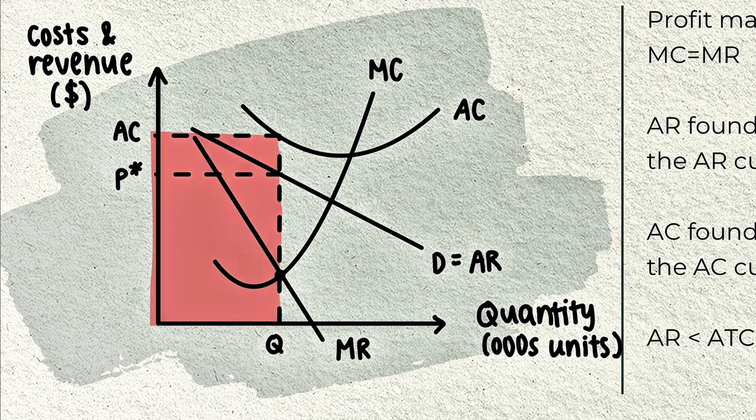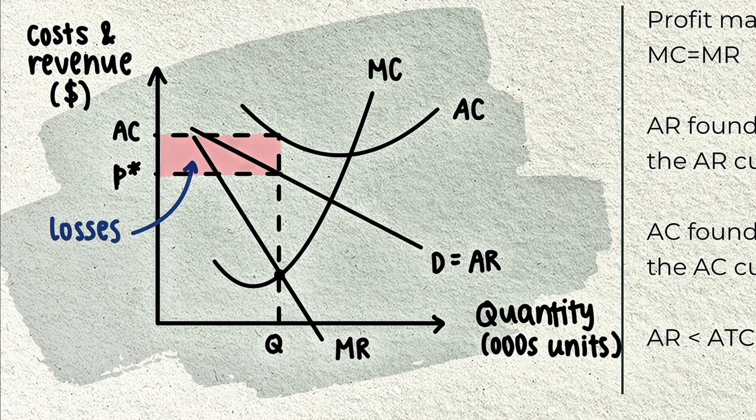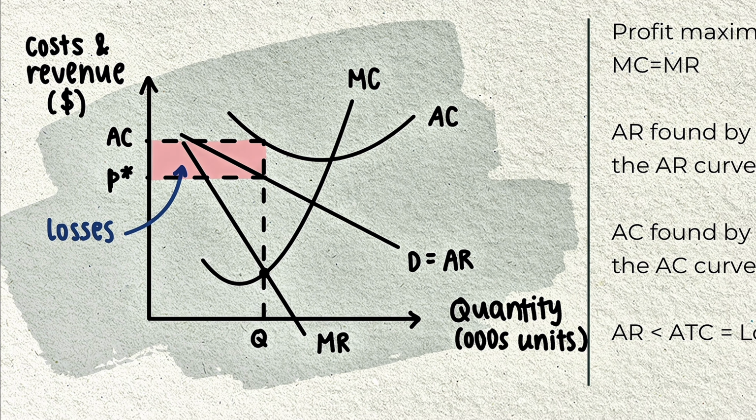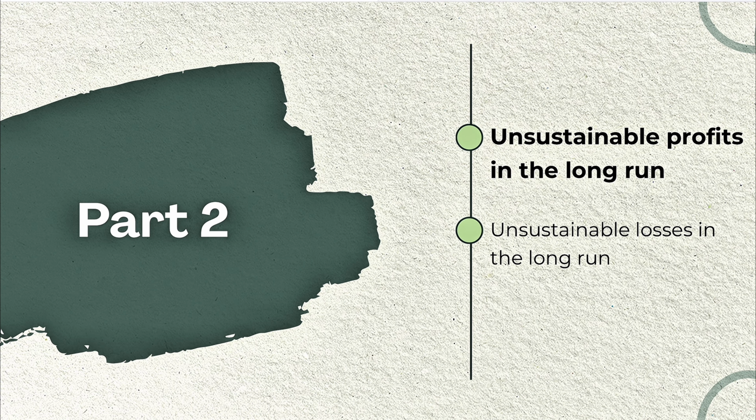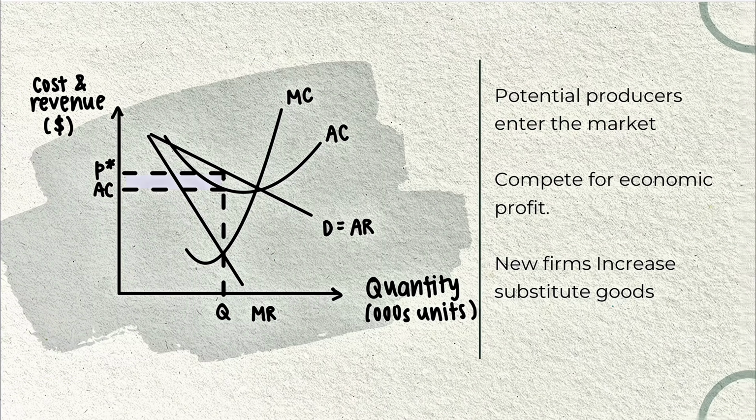To work out the losses, this is the difference between the two, or AC minus P star multiplied by Q. As a rule of thumb, when average revenue is less than the average cost, this results in an economic loss. Now let's see why profits are unsustainable in the long run in monopolistic competition.